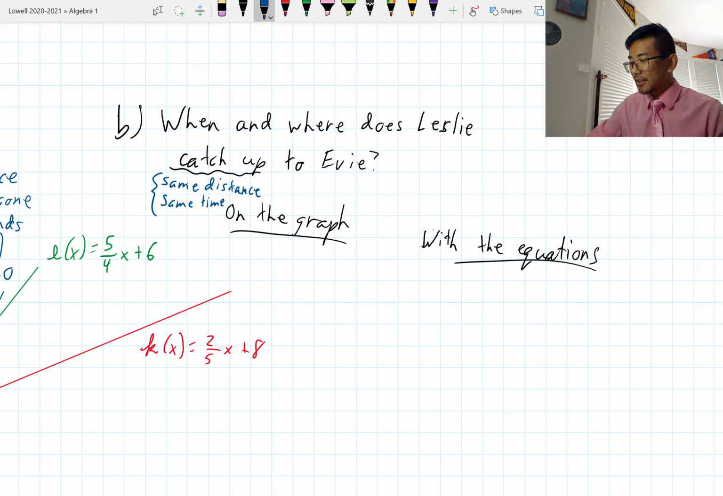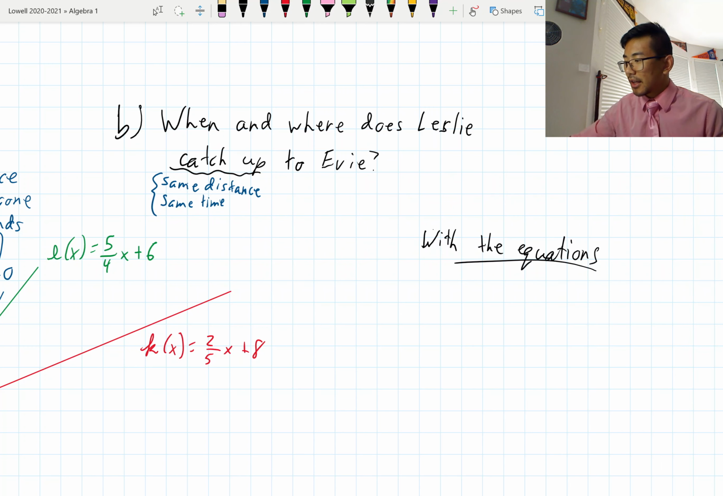Now in this case, remember that the distance is being recorded with the y coordinate, and the time is the x coordinate. And so if they're at the same x and y coordinate, that really means we're looking at where they cross. Look where the lines cross or intersect.